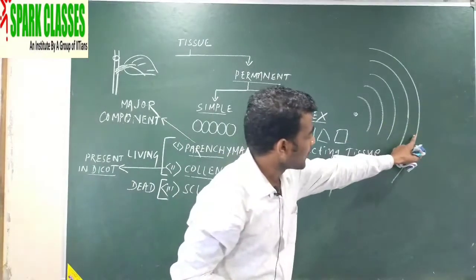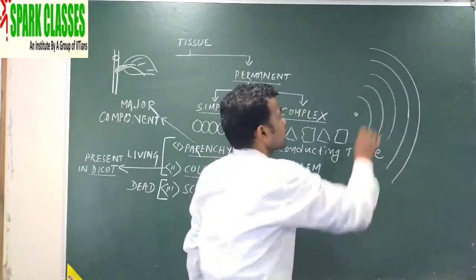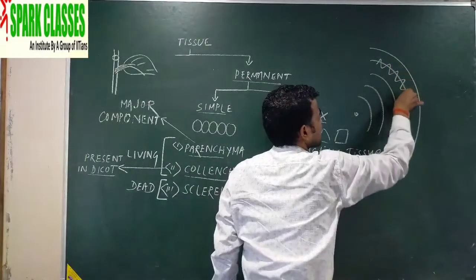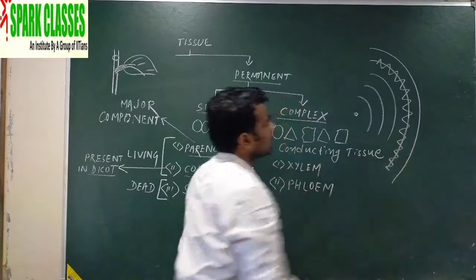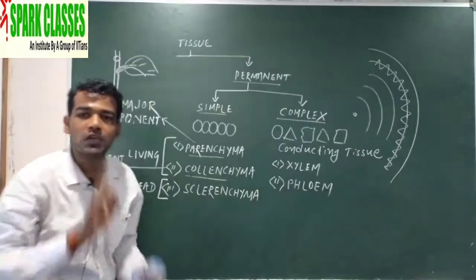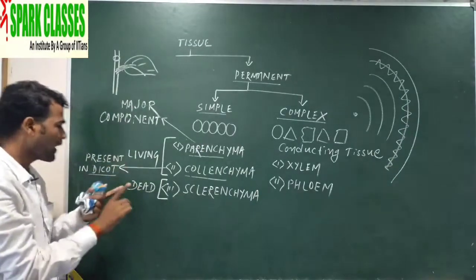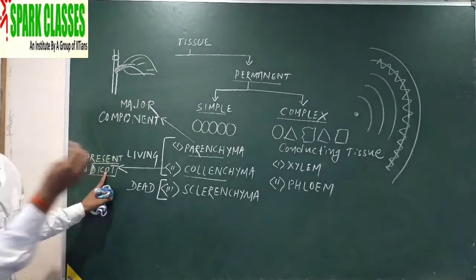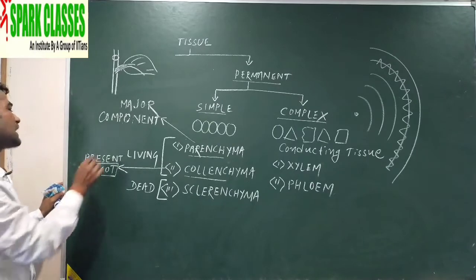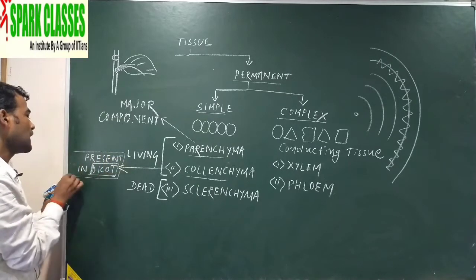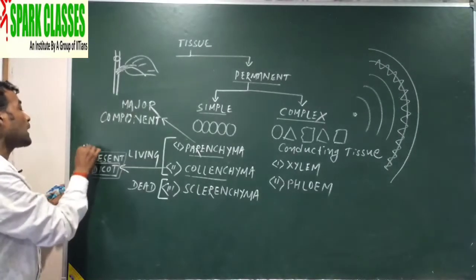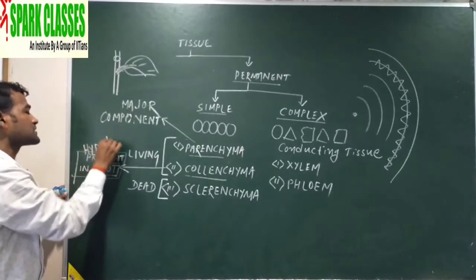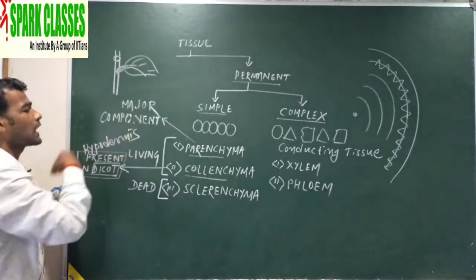First is epidermis, second is hypodermis. If you look at this hypodermis part, the hypodermis generally contains collenchyma. Sometimes the question comes: which part of a dicot plant contains collenchyma? Collenchyma is present just below the epidermis, that means in the hypodermis of dicot. The collenchyma is present in the hypodermis part.